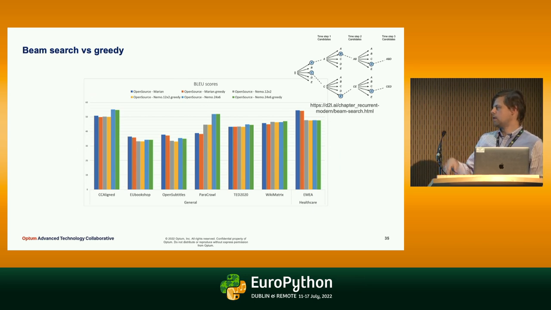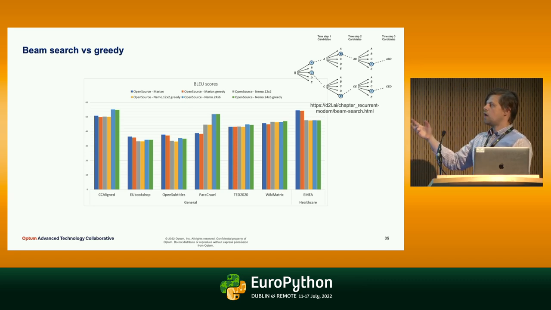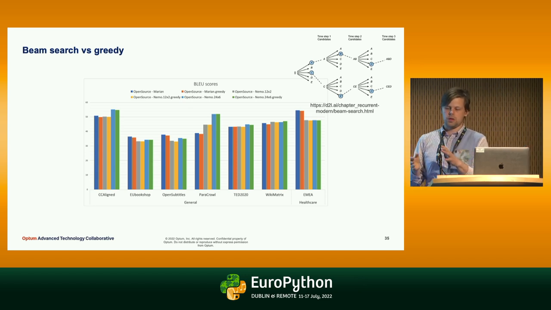Another test that we ran was around grid search. Again, we want to make translation faster. The open source models are basically transformer models, so they have an encoder and a decoder, and for the decoder they usually do beam search to generate the results. Turns out that for all models, there's not much difference in quality if you just use greedy search or beam search with, I think, a beam of 4.